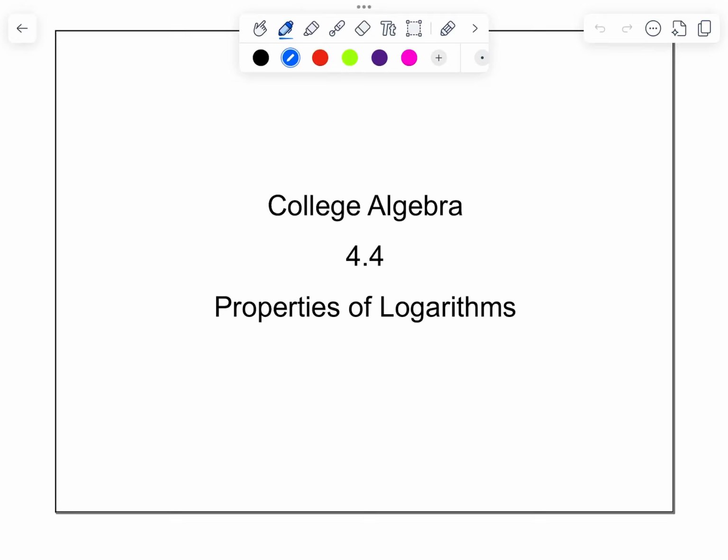Introduced to logarithms. And today we're looking further into logarithms and looking at some extra properties of logarithms that can help you when you're solving equations. That's what we're trying to lead up to, is solving logarithmic equations. It helps to have these properties under our belt to be able to solve those.